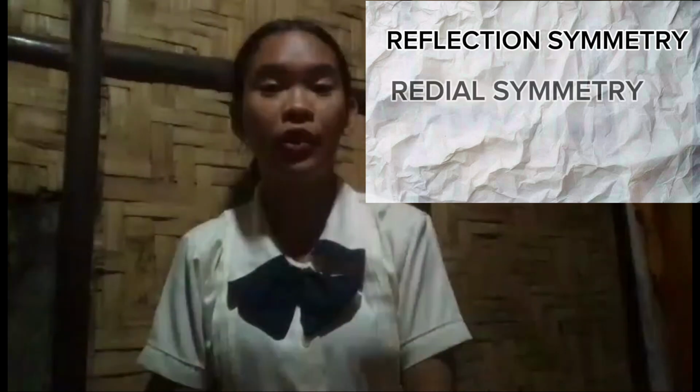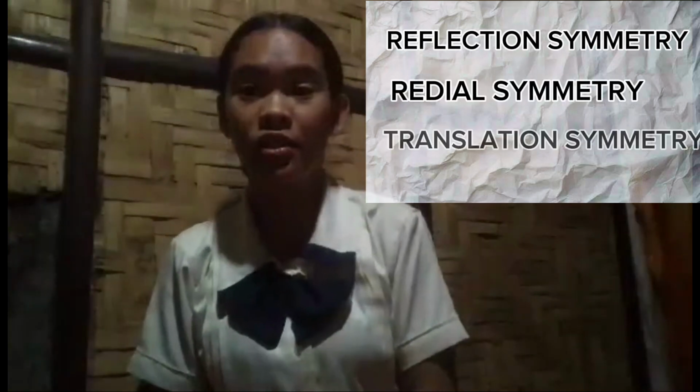Now there are three types of symmetries. We have the reflection symmetry, the radial symmetry, and the translation symmetry. Now let's discuss first the reflection symmetry. Reflection symmetry is also known as bilateral symmetry. It is the mirror effect, or when an object is being flipped or reflected across a plane and creates a mirror image of itself.